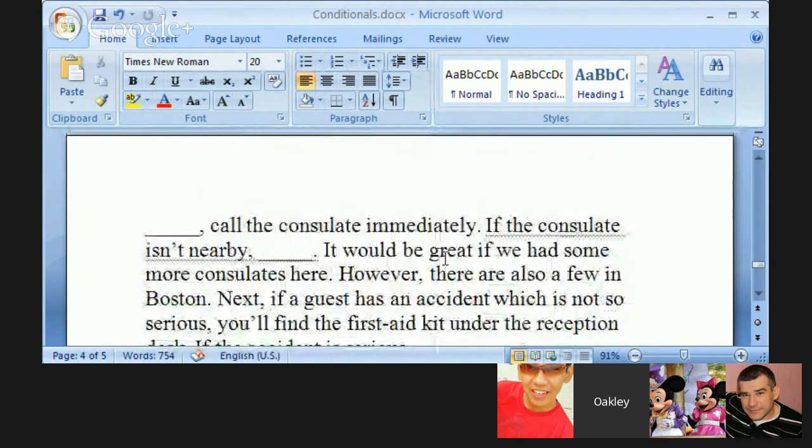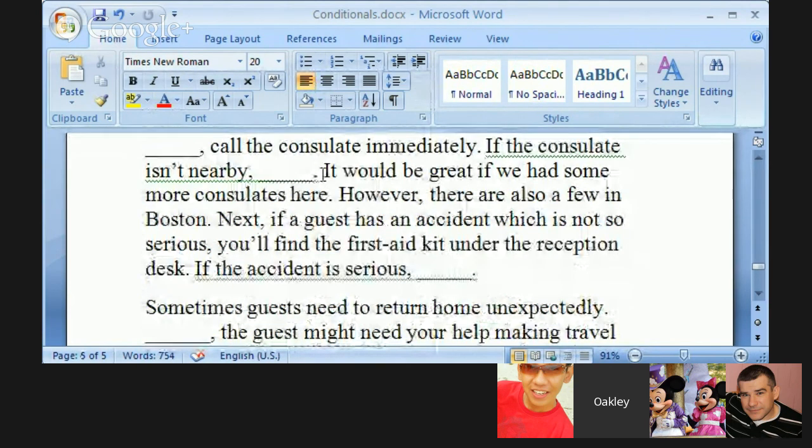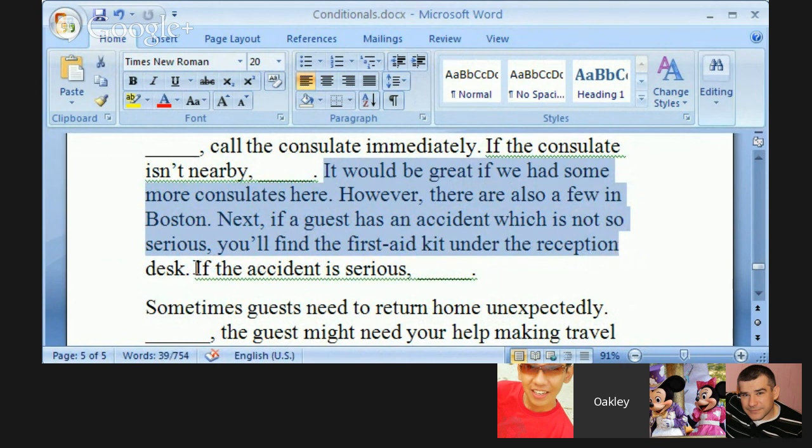Okay, we're almost out of time, so it would be great if we had some more consulates here. However, there are also a few in Boston. Next, if a guest has an accident, which is not so serious, you'll find the first aid kit under the reception desk.